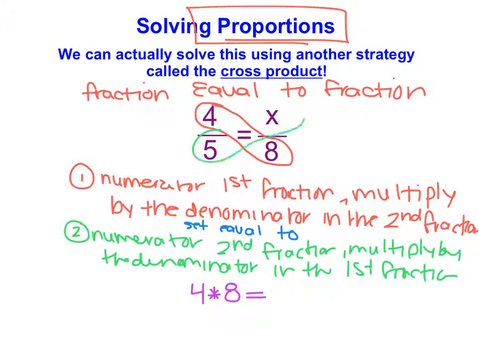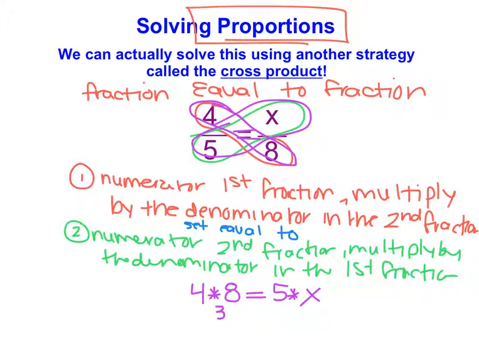So here I have 5 times x. So ultimately what you see here is we took numerator times other denominator equals numerator times other denominator. So we end up with 4 times 8 equals 5 times x. And then from here, we have an equation that we are able to solve to find the value for x.